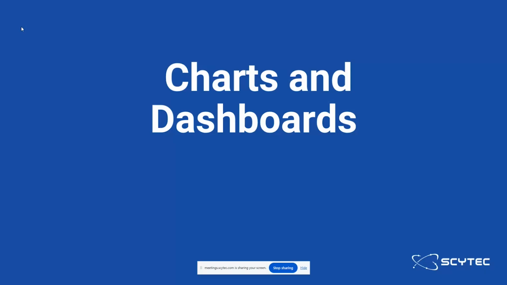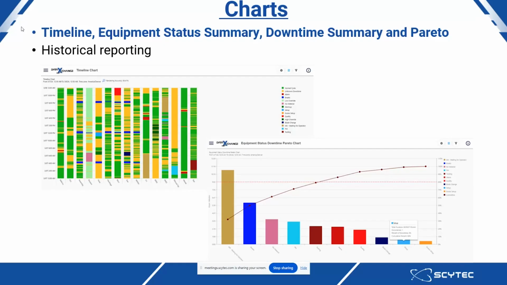Next up, I'm going to be very briefly going over the charts and dashboards. So the charts that are provided by Scytec DataXchange, and I'm going to be showing you these here as well in our demonstration, are basically more for the historical reporting, and they include the timeline, the equipment status summary charts, as well as the downtime summary and Pareto charts.